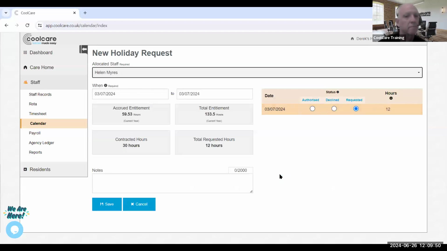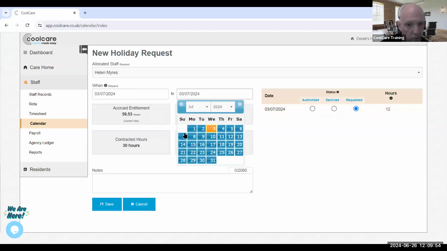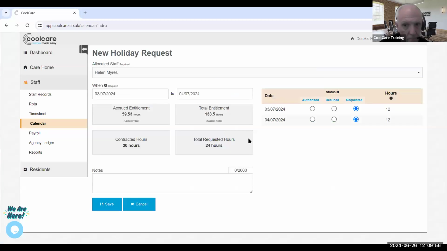I've got it. So there it is. I have the holiday for the 3rd. She wants the 4th as well. And let's put the 2 days on. Now it's put in 12 hours. It's put in 12 hours because that's how long the shift is. If you pay for breaks, that's not a problem. If you don't pay for breaks, then yes, it can be.